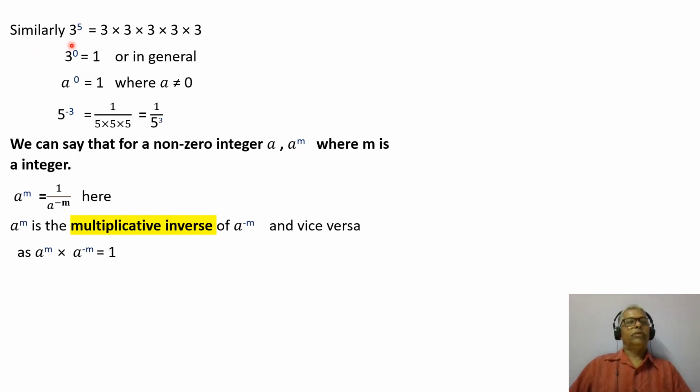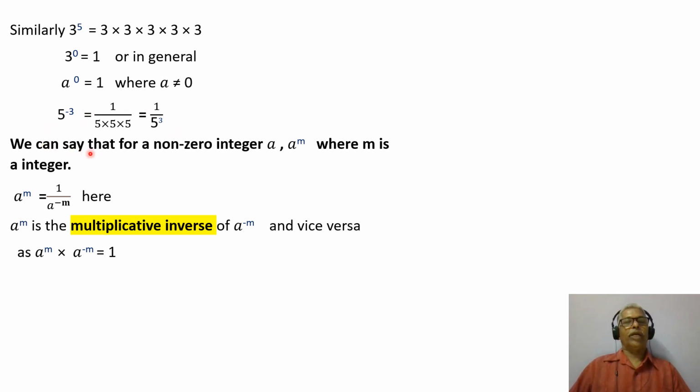Similarly, 3 raised to 5 is equal to 3 into 3 into 3 into 3 into 3, 5 times, or 3 raised to 0 is equal to 1, or in general a raised to 0 is equal to 1, where a is not equal to 0. We will learn about this in a further part of this chapter. 5 raised to minus 3 is equal to 1 upon 5 into 5 into 5, or is equal to 1 upon 5 cube.